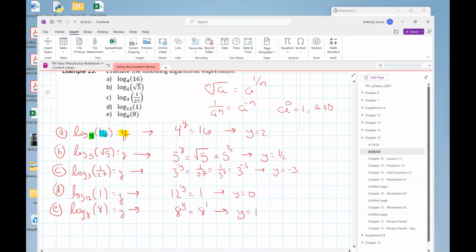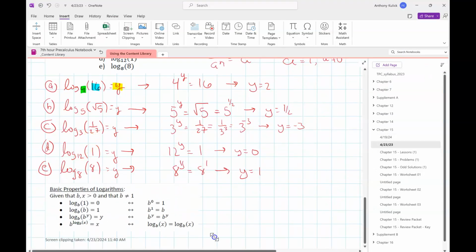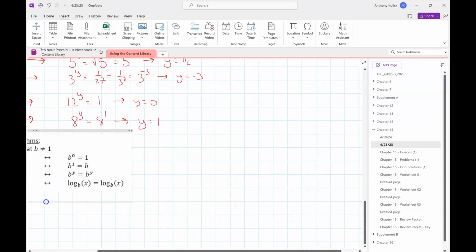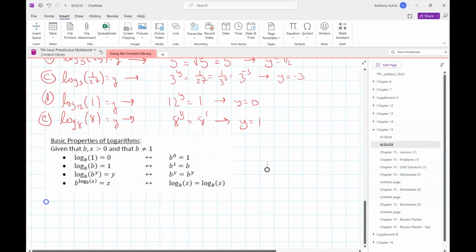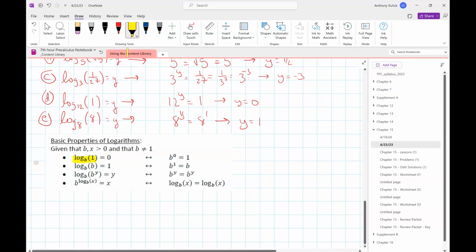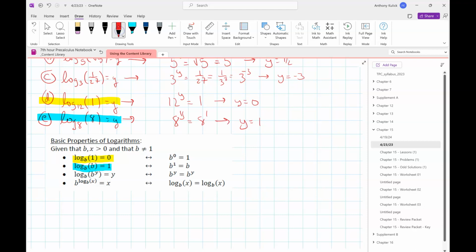Some properties of logarithms that are always true. So I can say log of 1 is 0. That's what we saw in D. We can say log base b of b is 1. That's what we did in E. But why are these two true? That doesn't seem as obvious.